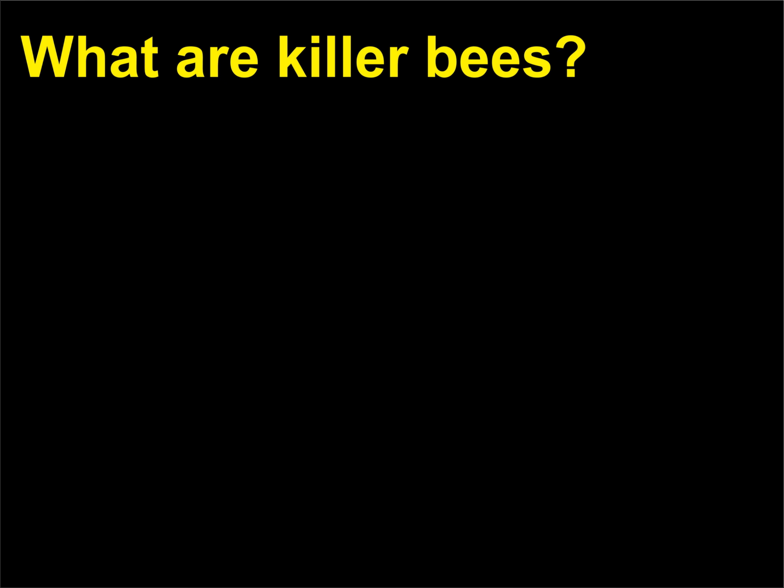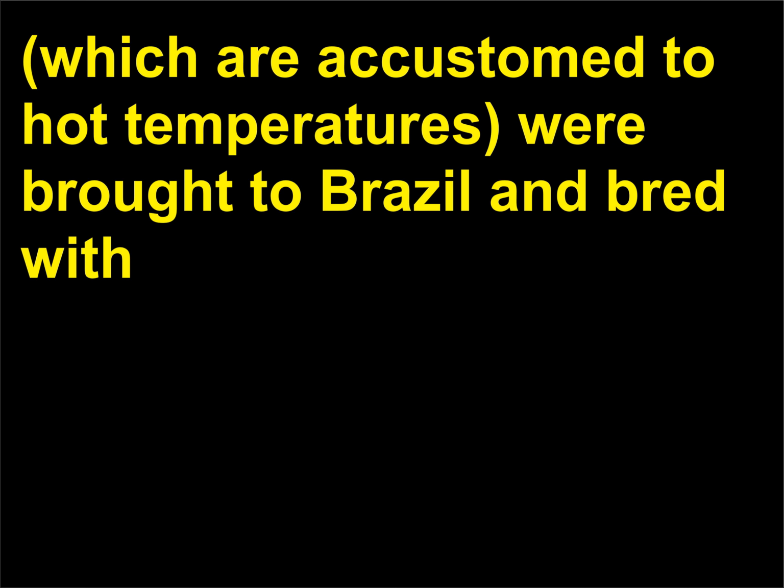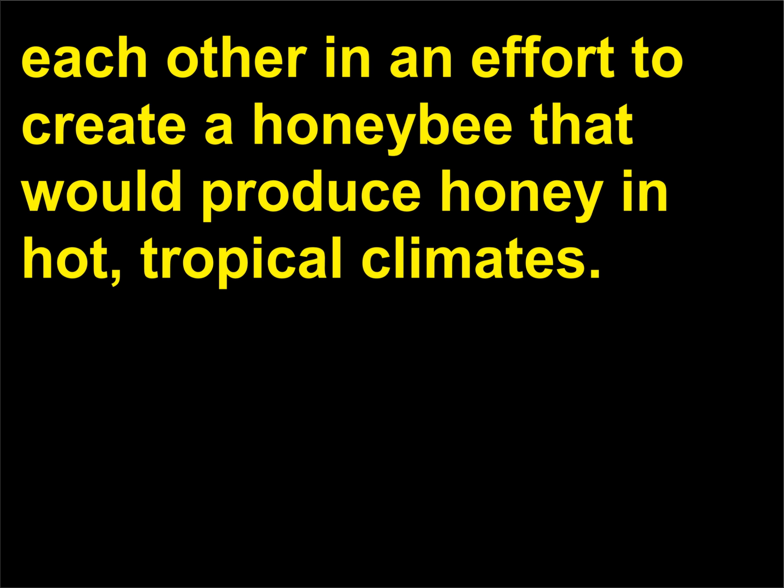What are killer bees? Killer bees are the result of a scientific experiment begun in the mid-1950s, when European honeybees and African bees, which are accustomed to hot temperatures, were brought to Brazil and bred with each other in an effort to create a honeybee that would produce honey in hot, tropical climates.